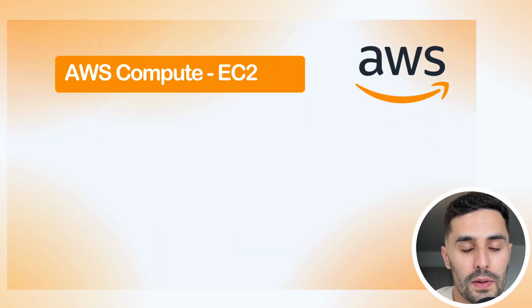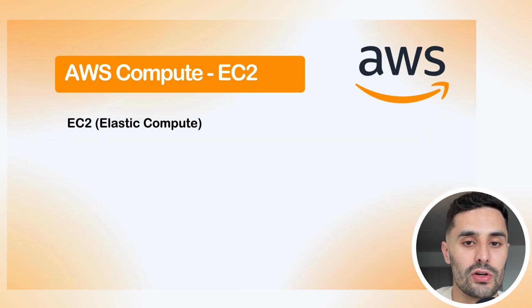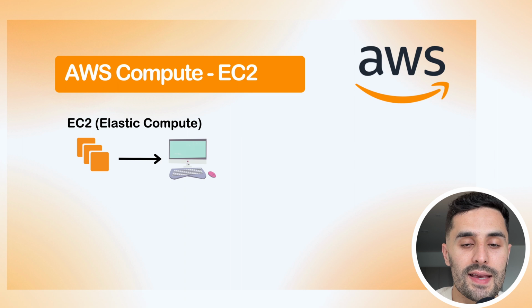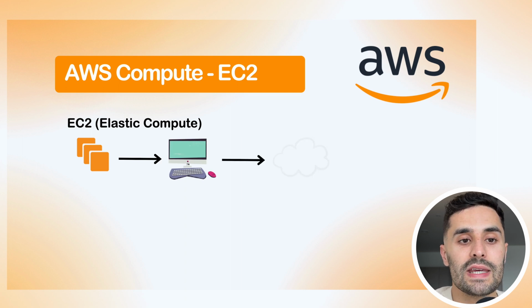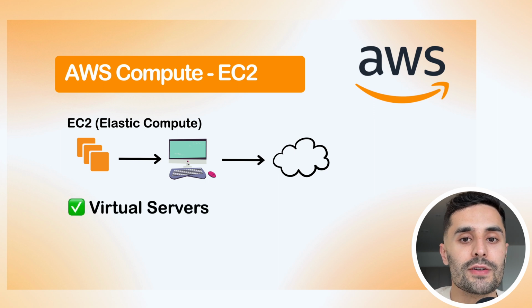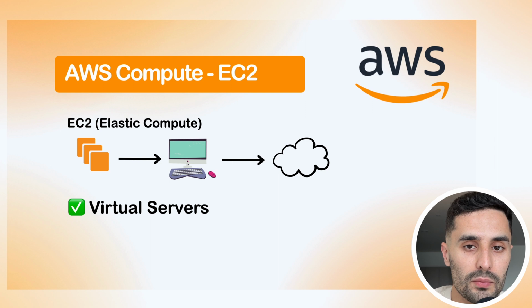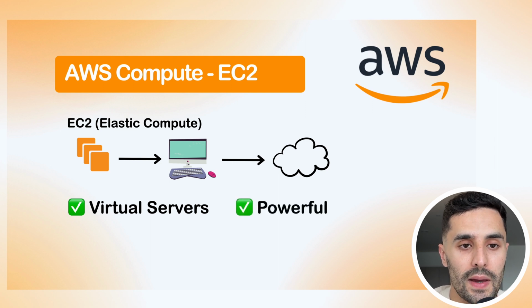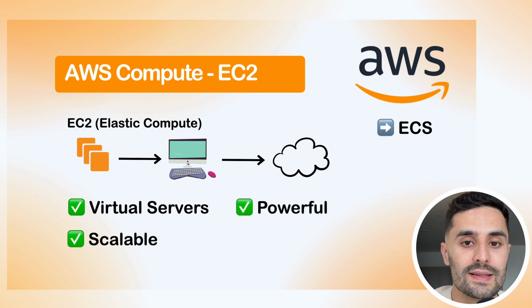Now, one of the most popular compute services is EC2, which stands for Elastic Compute. Think of EC2 like a computer, but instead of being on your desk, it's running in the cloud. You can use EC2 to launch as many virtual servers as you need, configure security, networking, and manage storage. It's like having a powerful, scalable computer at your fingertips, and you only pay for what you use. There are additional container orchestration services like ECS and EKS, which we'll cover in a future video.